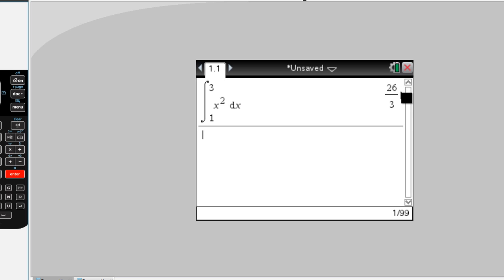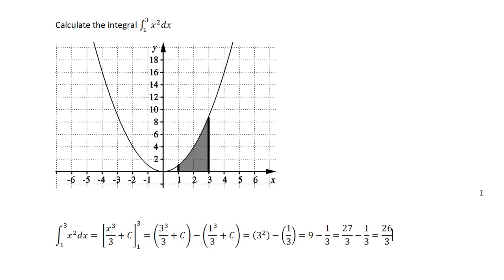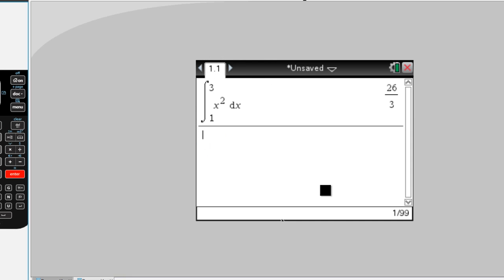So 26/3, which is the same result we got here. And this is how to write it out if you don't have a calculator. So you can just enter this and press enter and get the answer.